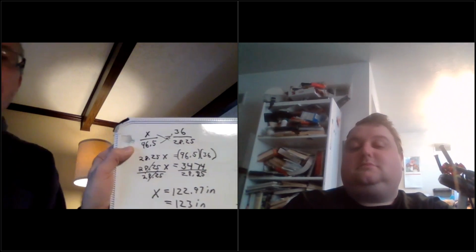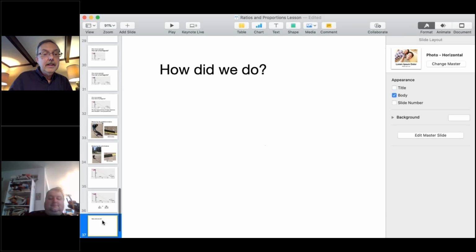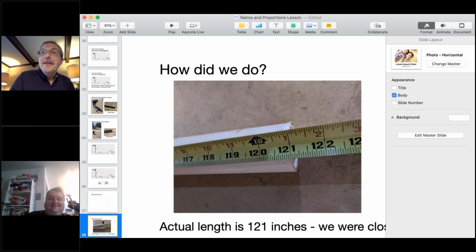Okay. So what did we actually get? I know the suspense is killing you. Okay, the actual length was 121 inches. So we were really close. We predicted 123 inches, and what it actually was was 121 inches. So not bad for the length of pretty much a 10-foot pole, a little bit more than 10 feet. We were pretty close.